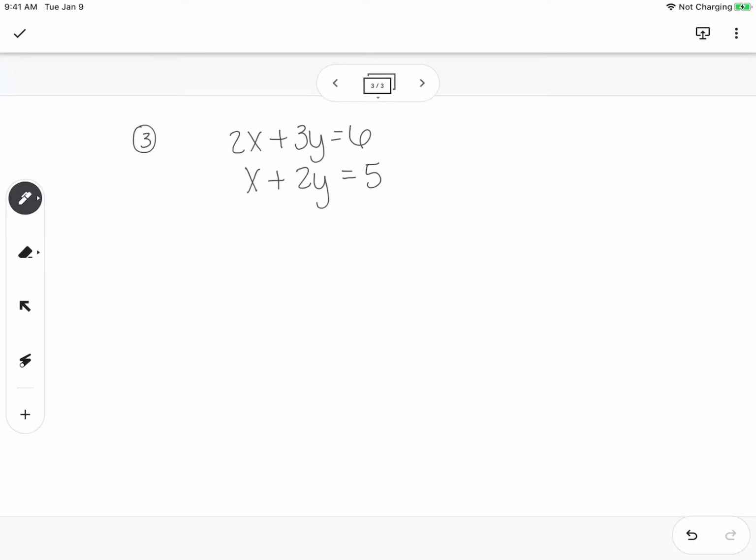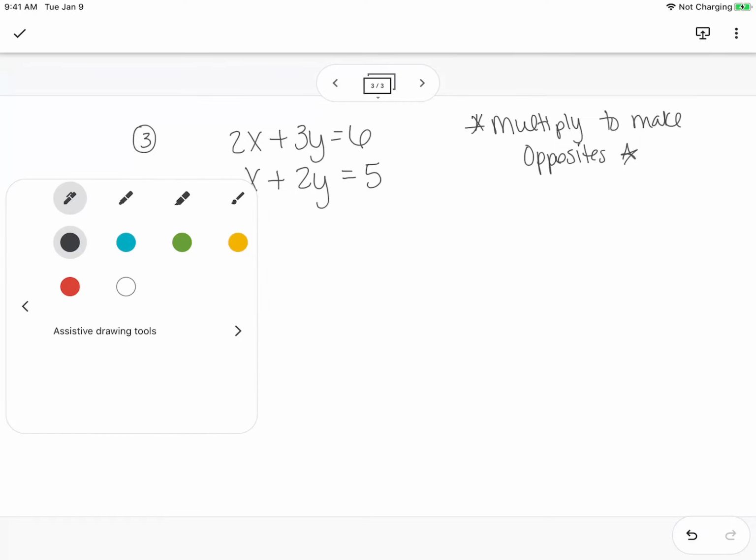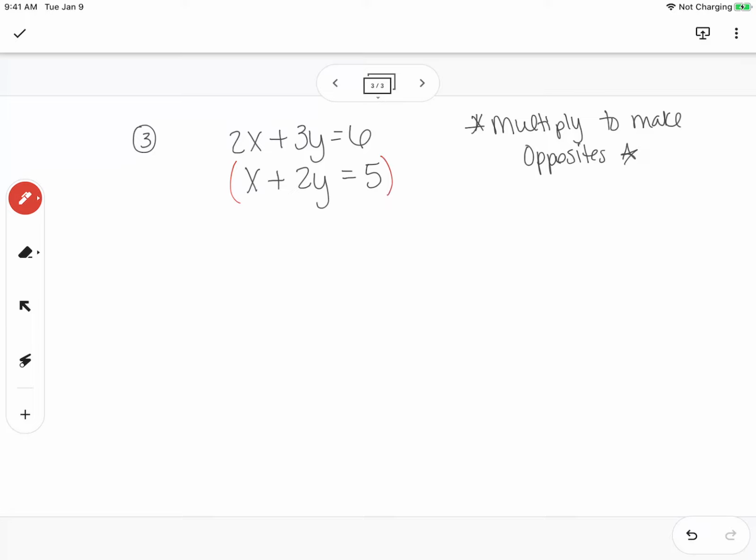So how could I make opposites? What can I multiply? If you don't have opposites, you want to make opposites. How do we make opposites? You can multiply one or both of your equations to make opposites. All right, so it looks like I can multiply that bottom equation by -2. What happens if I multiply that bottom equation by -2? That's right, it's going to make my x terms opposites, and that's what I want. So this gives me -2x minus 4y, because I'm distributing, equals -10.